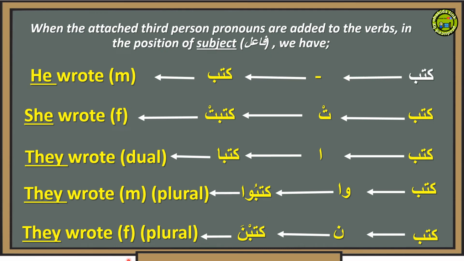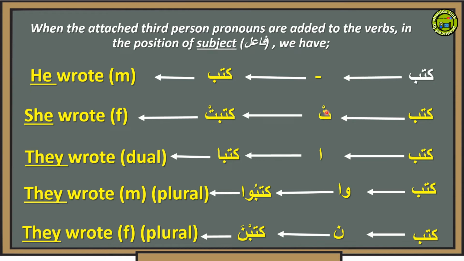When the attached third person pronouns are added to the verbs in the position of subject, فاعل, we have كتب. كتب means he wrote. Plus hidden pronoun هو becomes كتب, he wrote, for masculine. So the subject here is hidden pronoun هو. كتب plus تاء التأنيث الساكنة becomes كتبت, she wrote, for feminine.